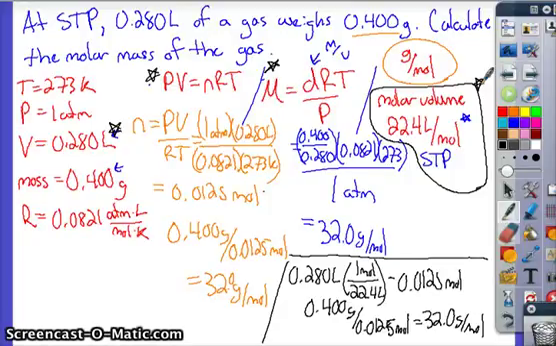But any gas at STP occupies 22.4 liters. 1 mole of the gas occupies 22.4 liters. So you can always use that relationship if it's at STP. But whichever way you choose, you will get the right answer. You get the same answer. It's 32.0 grams per mole.